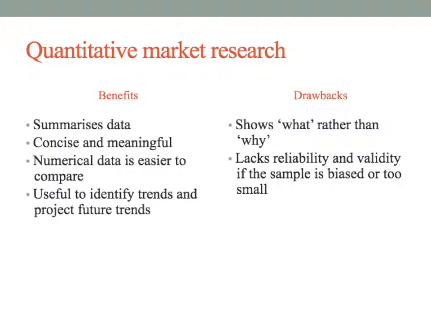Because it's numerical, it's often much easier to compare with other results of other organisations, competitors, or one division to the other, or one shop to the other, if you're lucky enough to be that large. And it's very useful to identify trends, and you can use mathematical techniques to project future trends. What are some of the drawbacks?